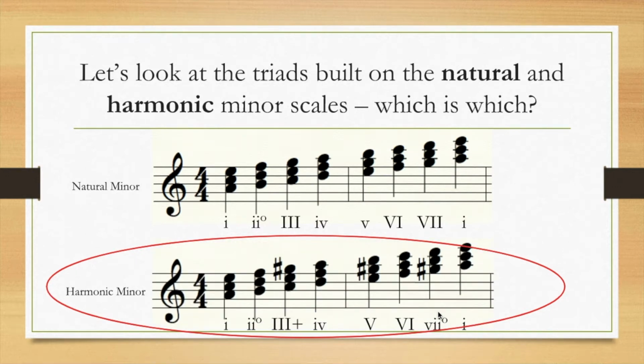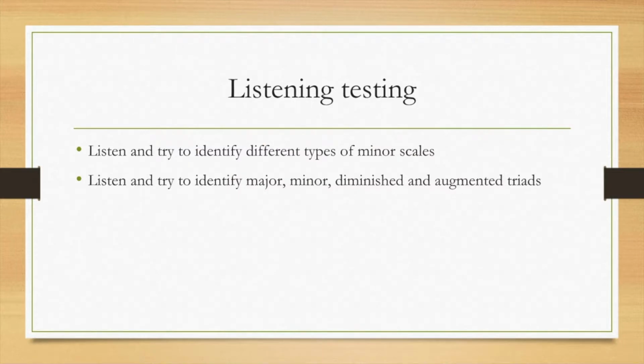Oh, look at that. Look at that, harmonic minor. So, we're going to talk about listening to a couple of scales. I'm going to play a couple of minor scales for you. You're going to listen to and try to identify whether they're major, minor, or which type of minor. Then I'm going to play some triads for you, and you're going to identify them as major, minor, diminished, or augmented. First, I will play the major scale for you.